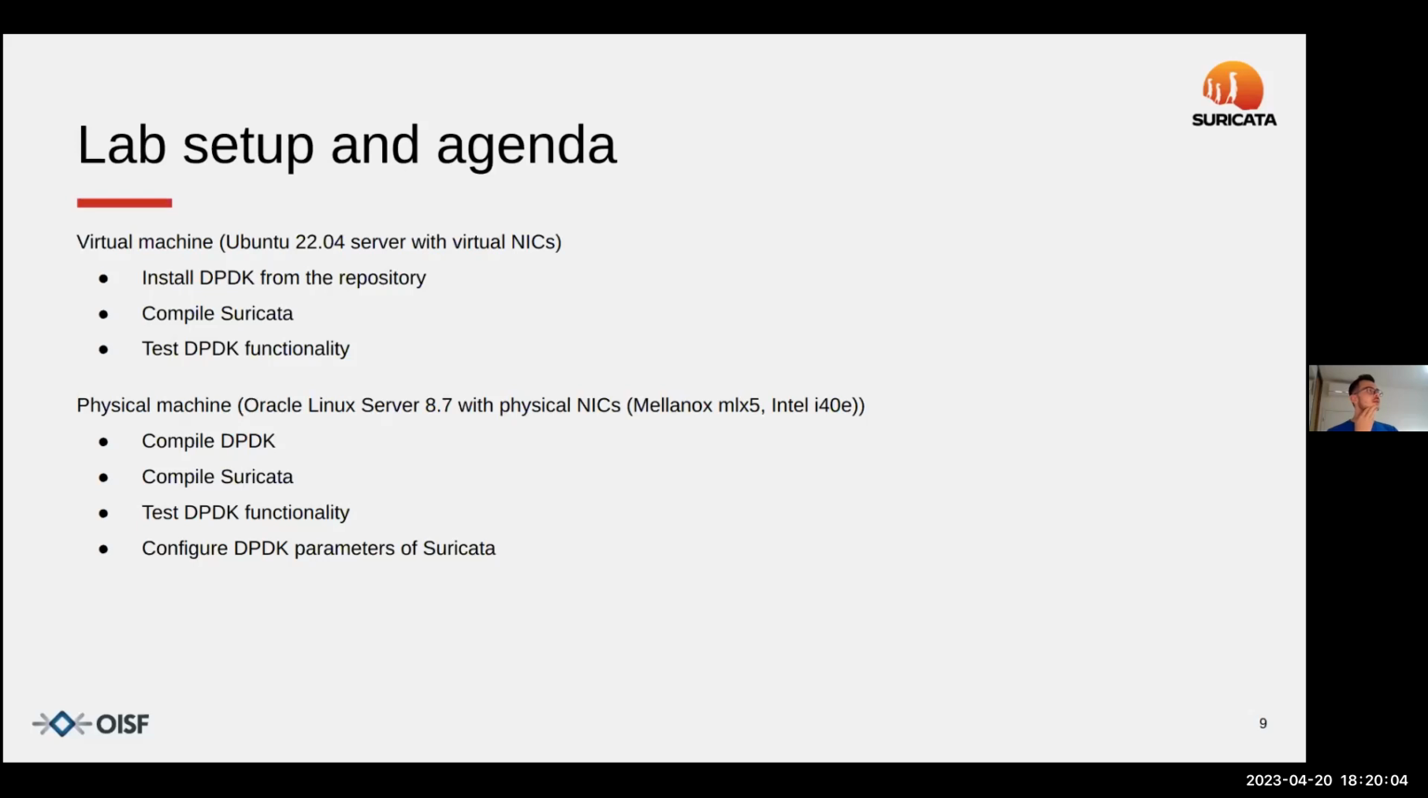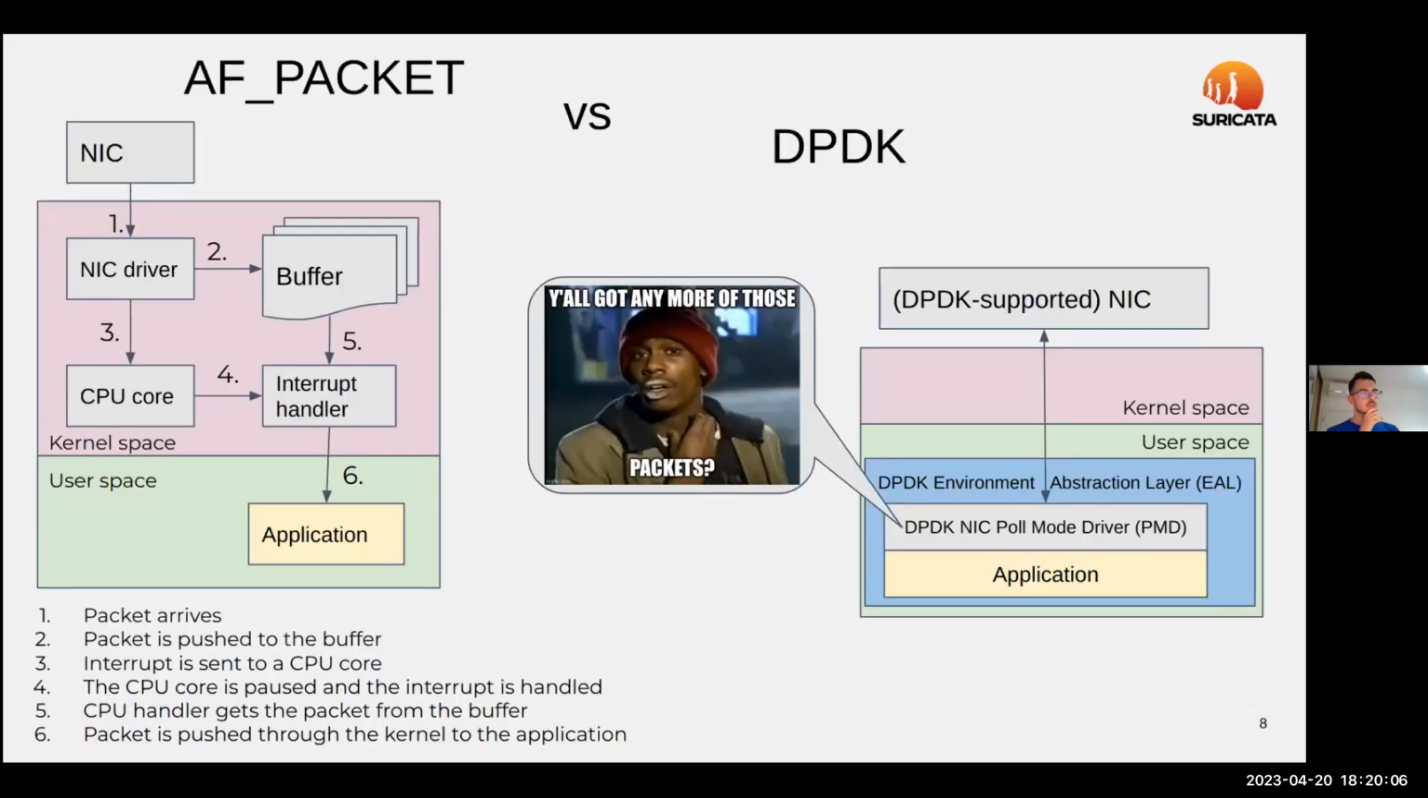Okay. So this was essentially what's different between AF_PACKET and DPDK. The main difference is that the packets don't go through the kernel, and we constantly ask the NIC for new packets.